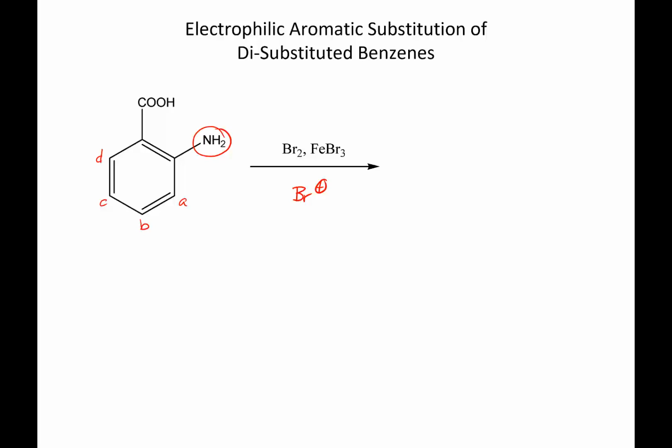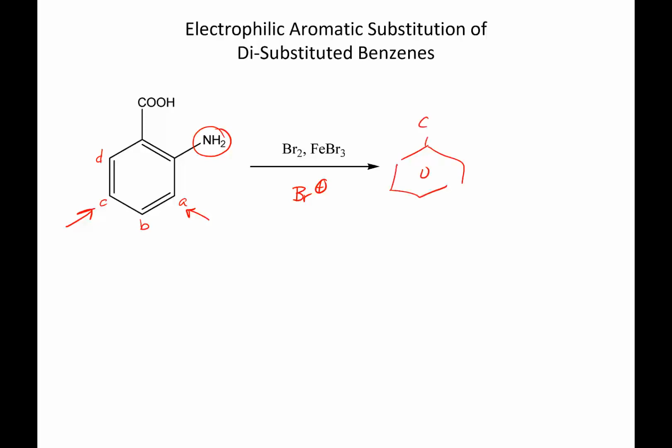What kind of group is NH2? Activating, which makes it ortho-para. So it's going to direct ortho and para to itself, which means that's positions A and C. And so I'm going to get 2 products in this reaction.